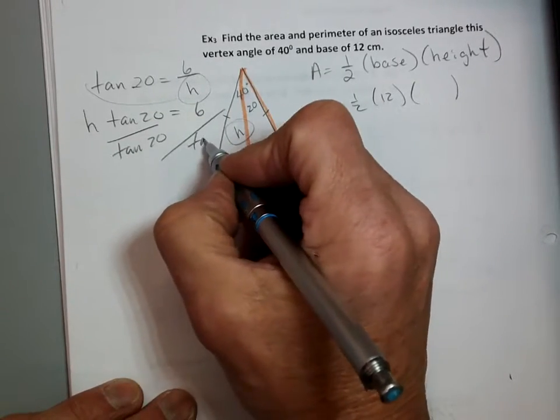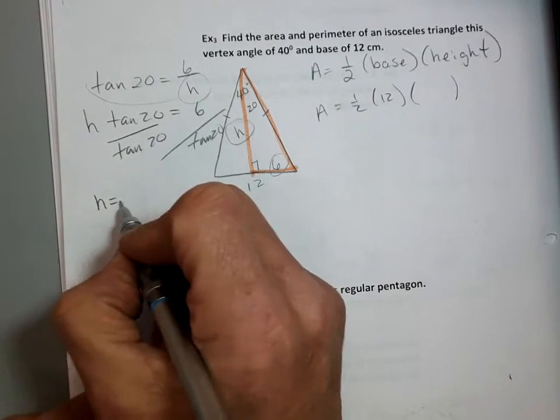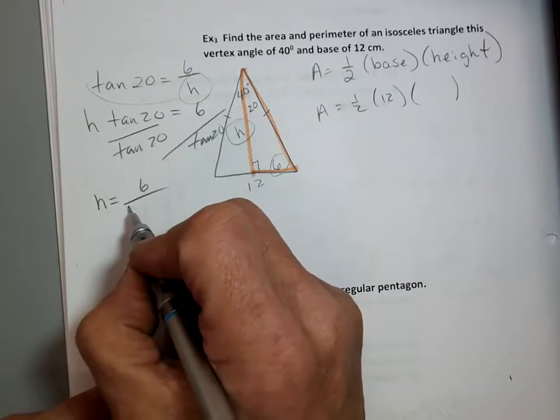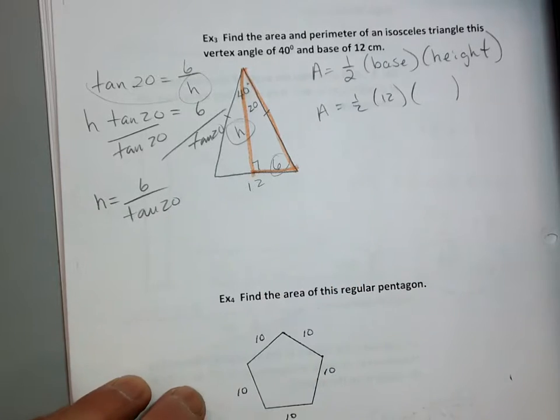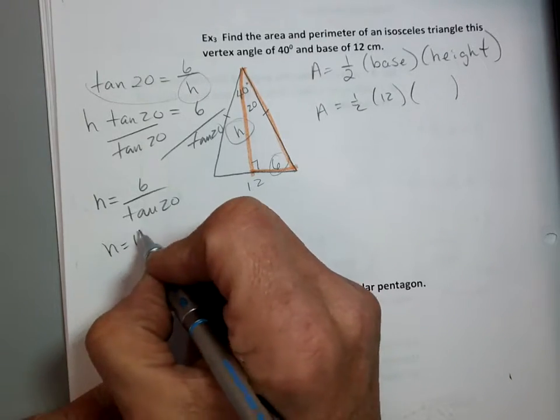Divide by tangent of 20, and I'll just use my calculator. What is 6 divided by tangent of 20? I'll use my calculator. I'll find out in just a second. Tangent of 20, and I get an answer of about 16.5. And we're not done, but we're almost there.